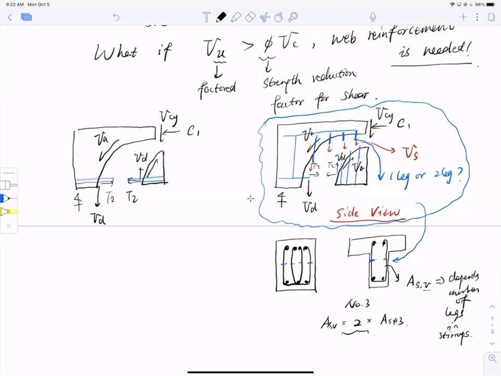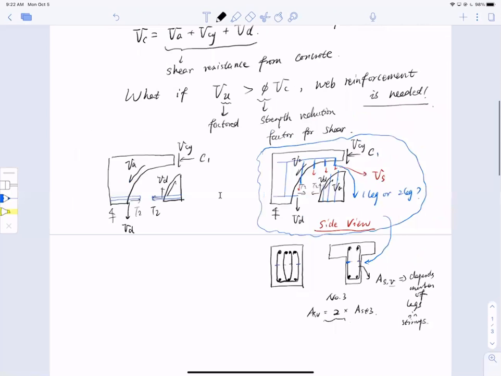So a little bit of detail here. All right, that's about it. That's how we're going to reinforce the section for shear.